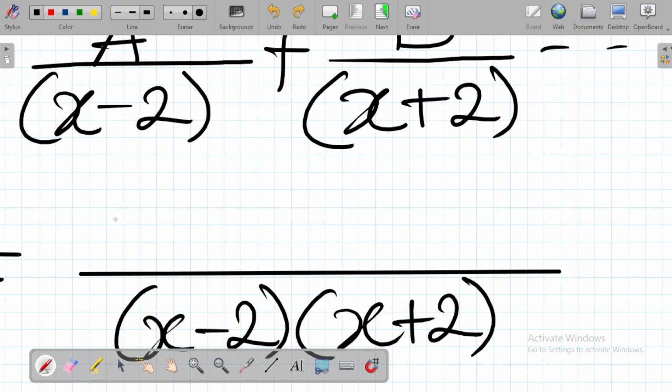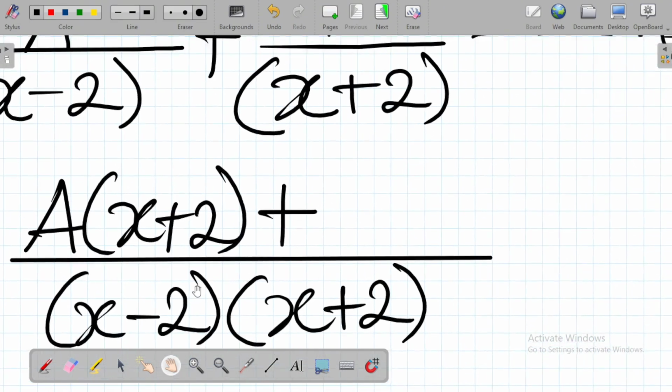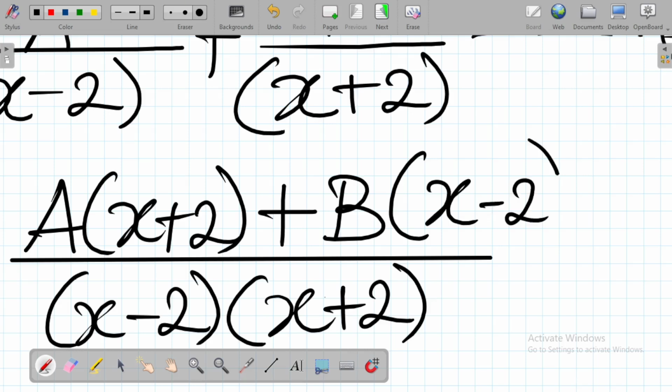So we have a multiplies x plus 2, and then plus also x plus 2 into this denominator. You notice that x plus 2 cancels x plus 2. So we are left with x minus 2. Therefore, x minus 2 will multiply b. So we have b multiplies x minus 2.